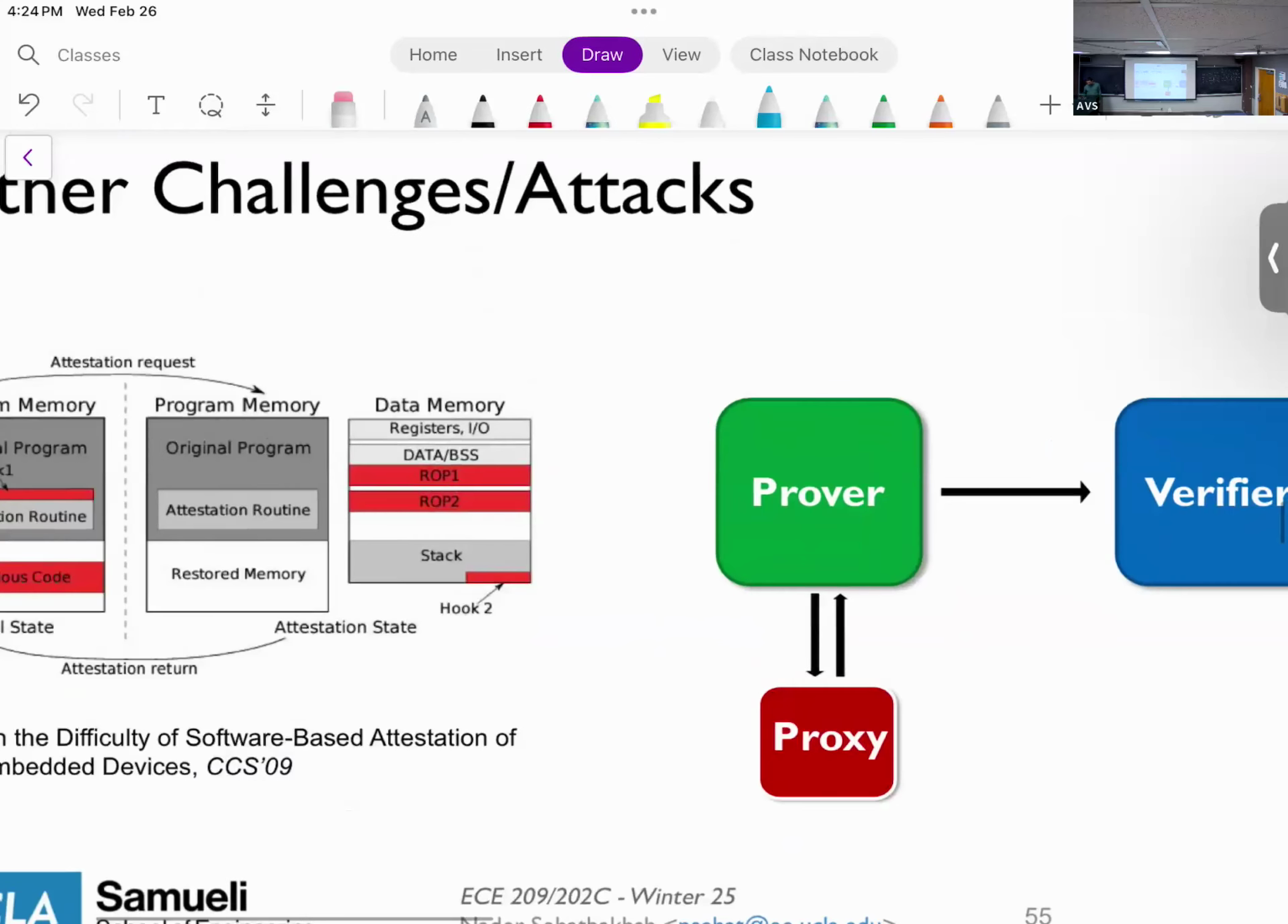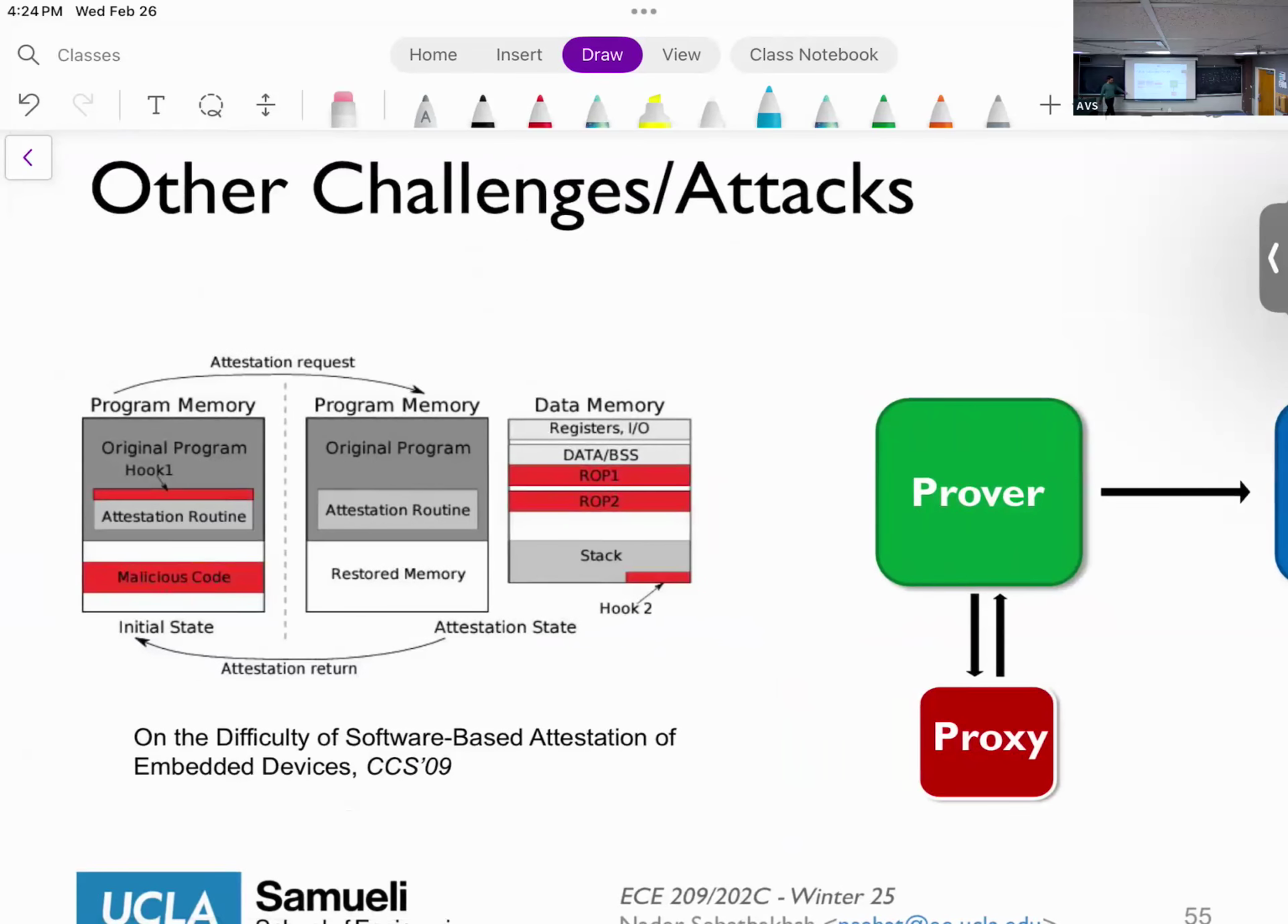There are other challenges in the system. There's a very nice paper, it's a fairly old paper, but they talk about various different attacks. For example, I told you that if I want to do an attestation of the entire memory, the idea is that the adversary cannot hide their code. These guys, for example, show that the adversary can create some form of a hook where whenever the attestation routine is called, they will delete their malicious code from the program memory.